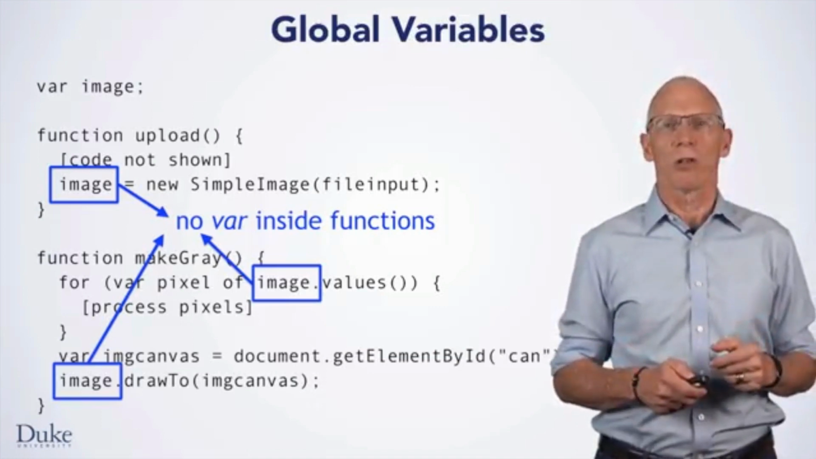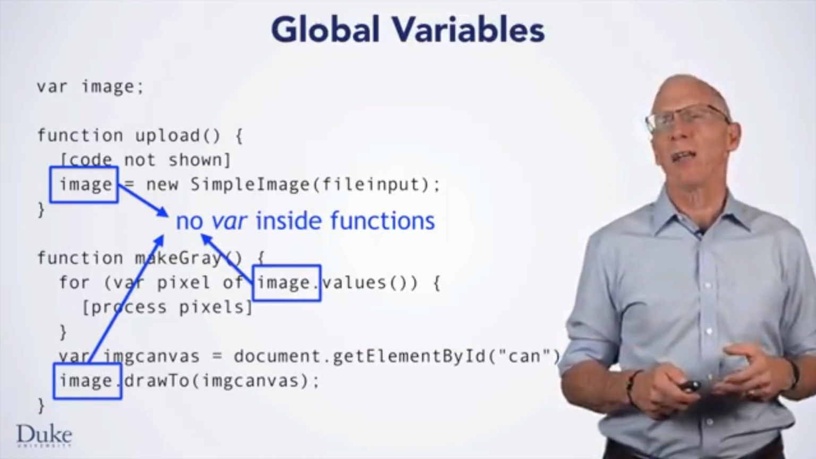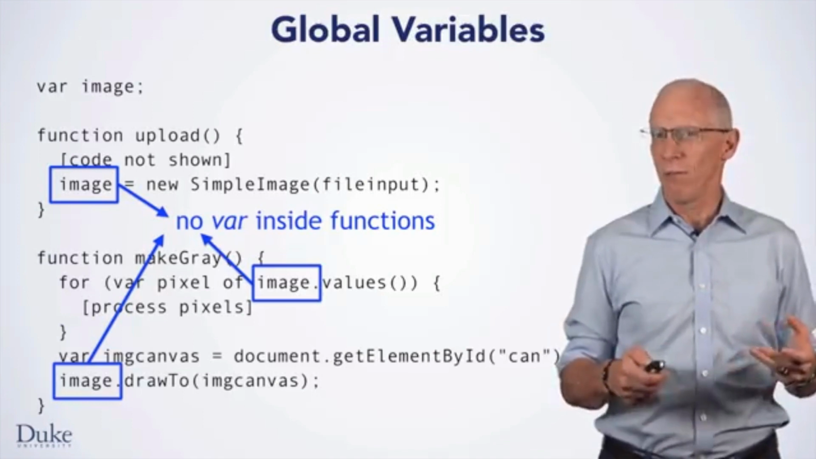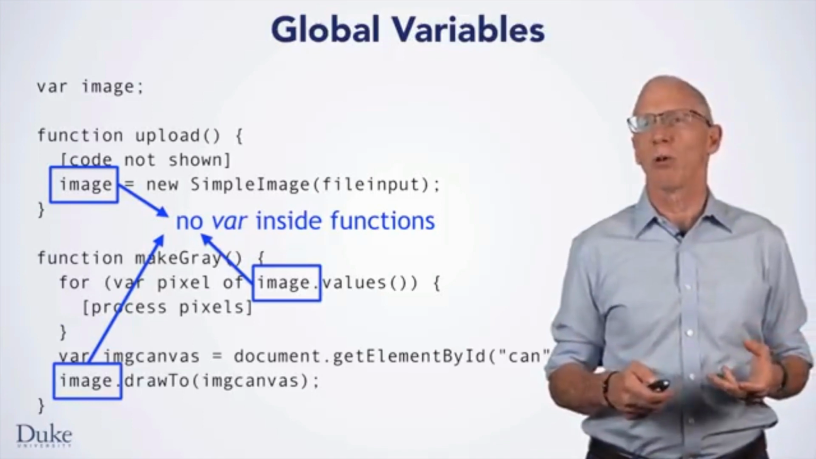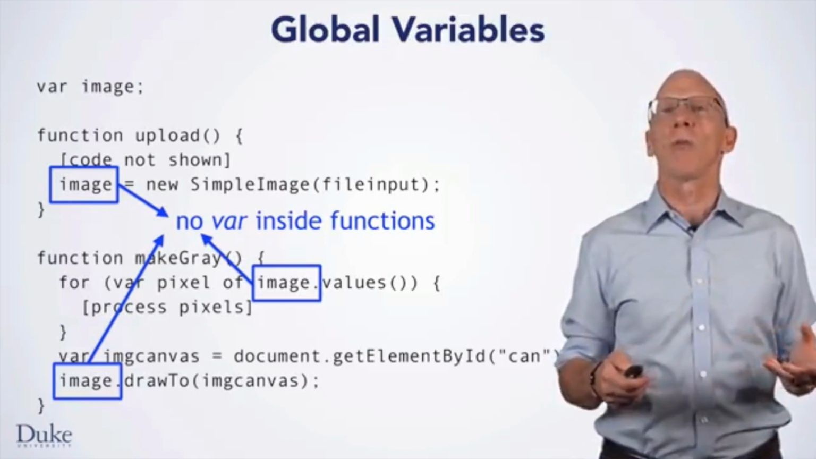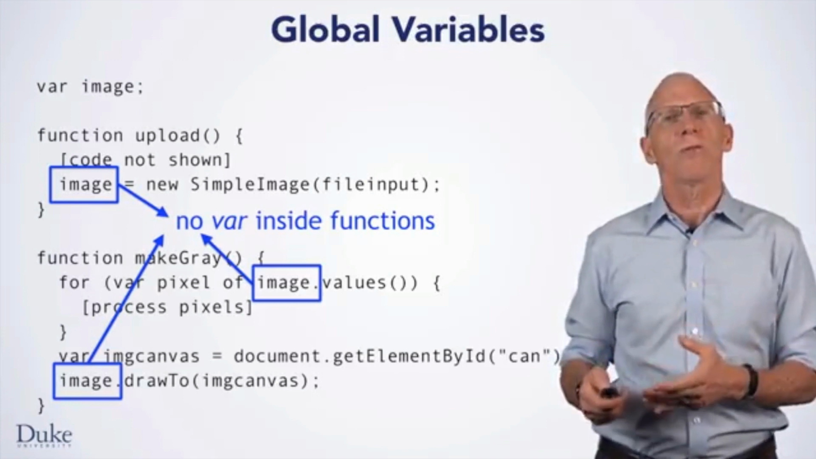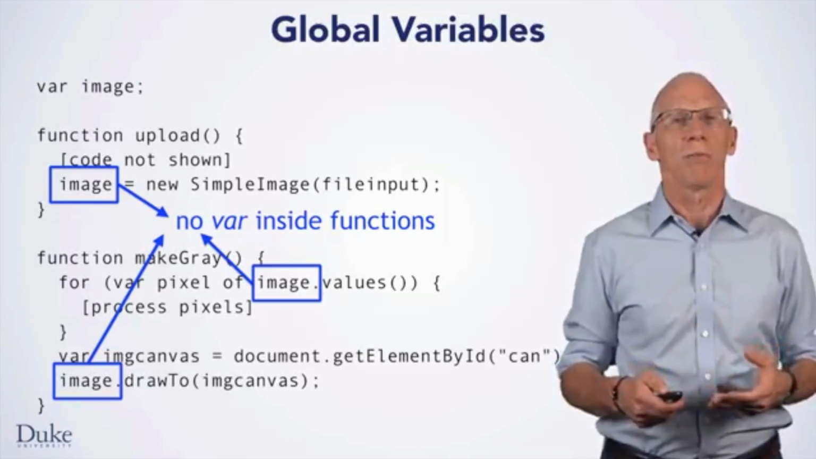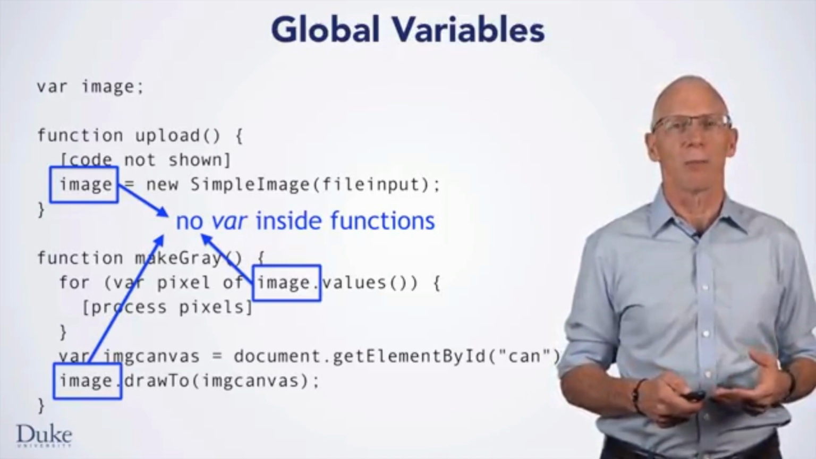Be careful when using global variables. If you had defined the variable image using var inside the function upload, you wouldn't be assigning to the global variable, but to one defined for the first time in upload. This is a hard bug to find sometimes.